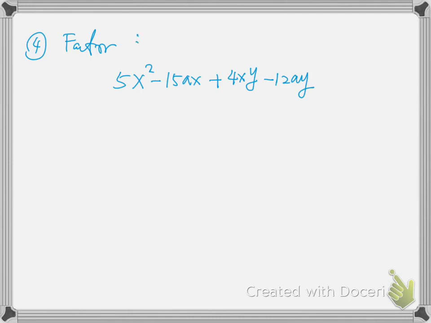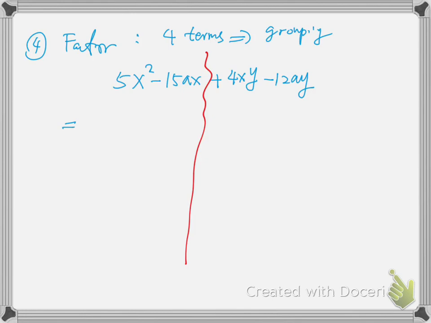This is 4 terms, so this is the grouping method. How many groups? 2 groups. For the first group, we have GCF 5x, and they both divide by 5x. 5x squared divided by 5x, we got x. -15ax divided by 5x, we got -3a.